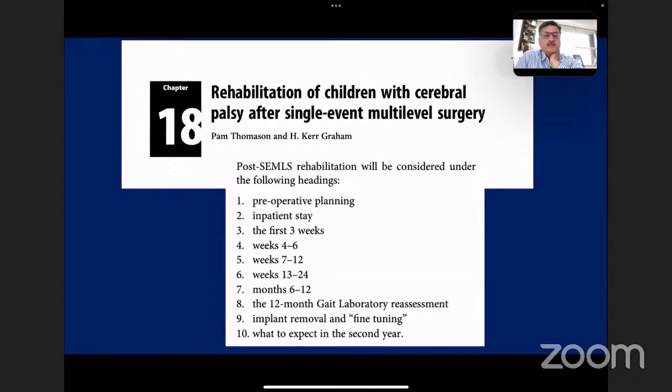This has stages of rehabilitation. About 10 stages are present: the preoperative planning, inpatient stay, the first 3 weeks, 4 to 6 weeks, 7 to 12, 13 to 24, 6 to 12 months, and 1 year post surgery. So this is how the children have to be mobilized, or how rehabilitation has to proceed.